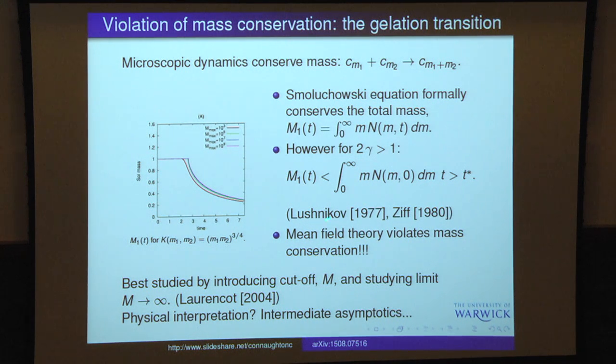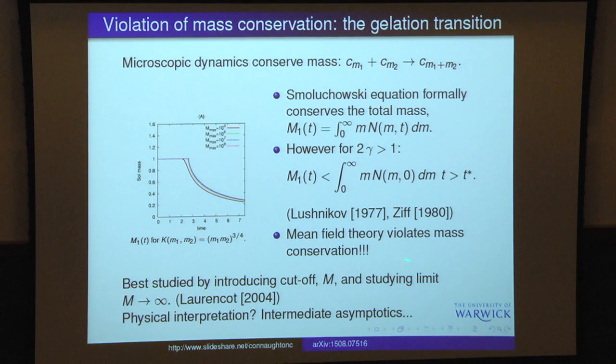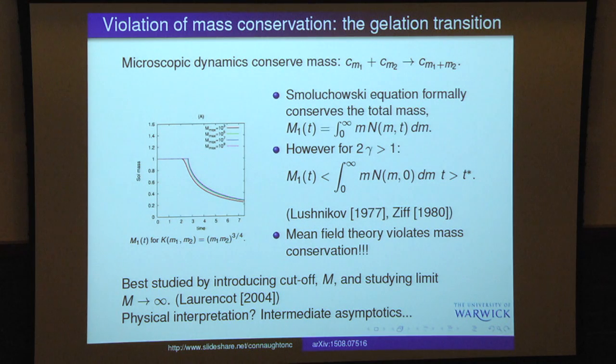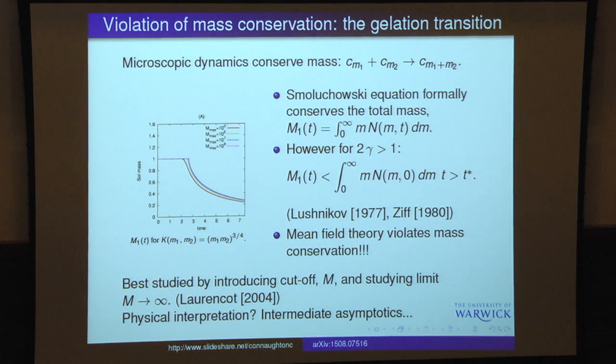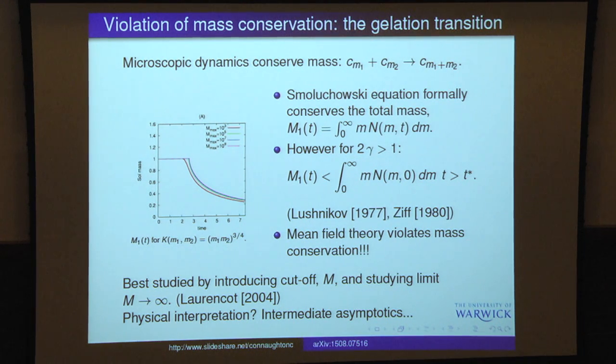However, interestingly, people found when they looked at this a little more carefully that if this exponent, the degree of homogeneity of the kernel which I introduced, is bigger than 1, then it was found in the late 70s and early 80s that this mass conservation can break. In particular, there's a time T star above which the first moment of the mass distribution is less than the initial one. This finding that the mean field theory can violate mass conservation is known as the gelation transition. It's a transition which happens kinetically in time. When you say transition, it's not something where you change some parameter and look at how some steady state changes, but rather a transition which happens in time.